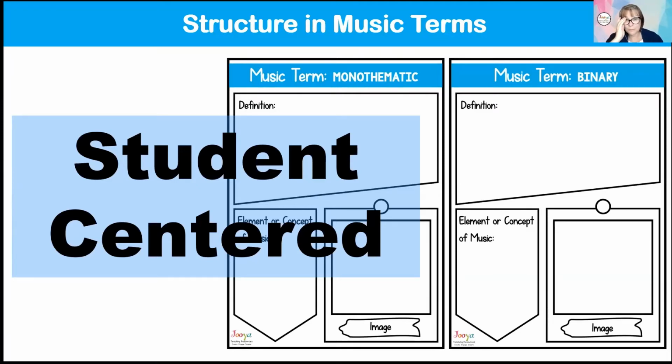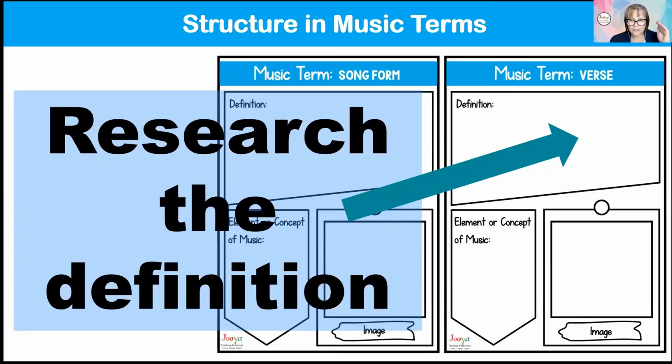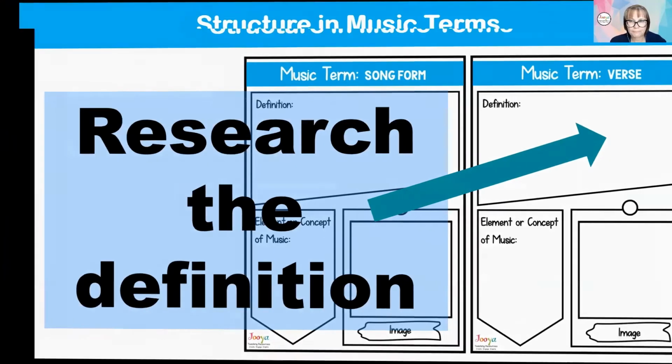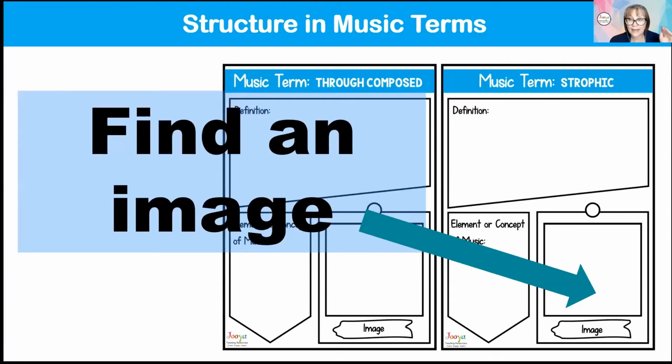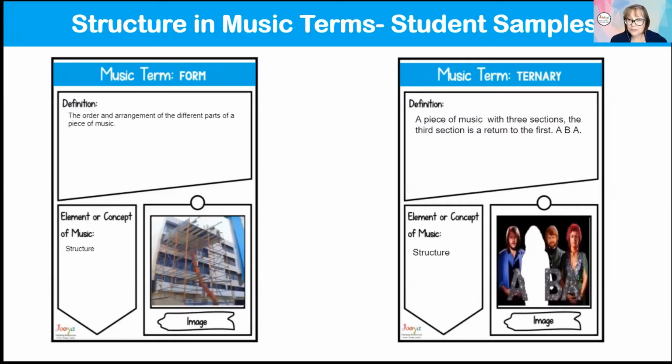And I've got some examples of some of my students. As I said, I've only done this in the last couple of weeks myself with my year 9 kids. And I did similar stuff with my year 10s last year, but just a different concept, because that's what we were up to. Now, as I said, they have to research the definition. Okay, there's 2 to a page. They have to research the definition and find an image, my favourite part. And here's some student samples.